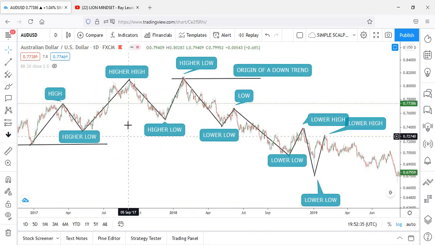Higher high and higher low in the case of an uptrend, lower low and lower high in the case of a downtrend. All right, so that is all you need to know.